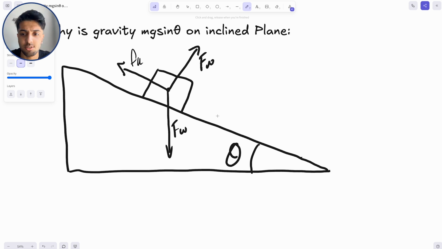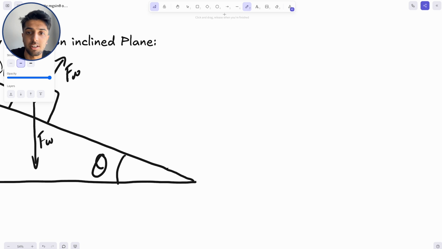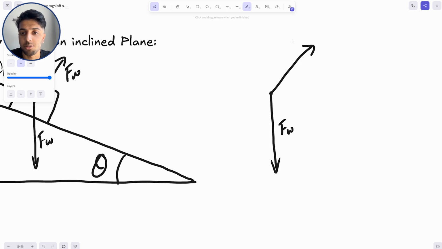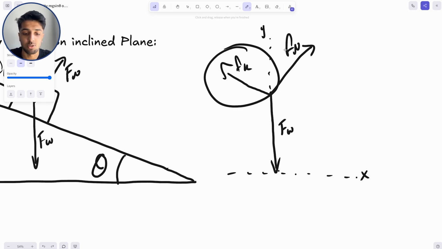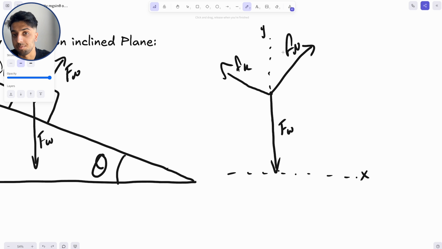So if we take these forces and chuck them in a free body diagram, we can say that we have our weight force going down, right, we have our normal force going up this way, then we have our kinetic frictional force acting this way. If we draw a traditional X and Y axis like this, so that's X and that's our Y axes, you see we only have the weight force acting on this coordinate system. We have the friction force and the normal force not aligned with the coordinates.